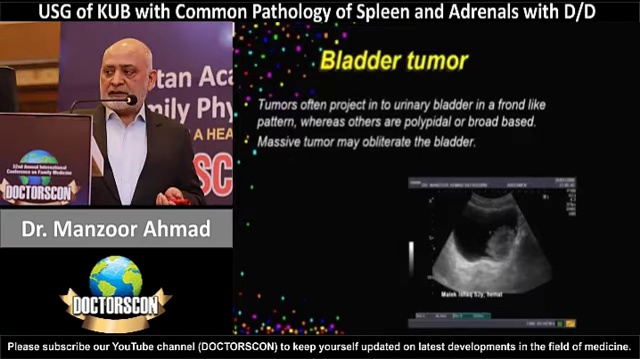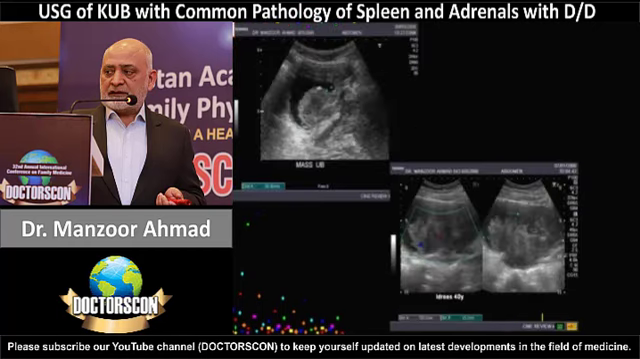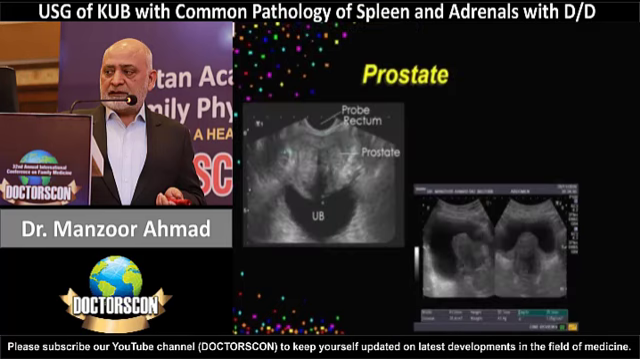Bladder tumors are seen as masses with irregular margins within the bladder, and they may be small or sometimes infiltrating the whole of the urinary bladder, and so producing bladder outlet obstruction as well. The prostate in males we can see with both endorectal as well as transabdominal ultrasound examinations. We have to see whether the prostate is of normal size or enlarged.